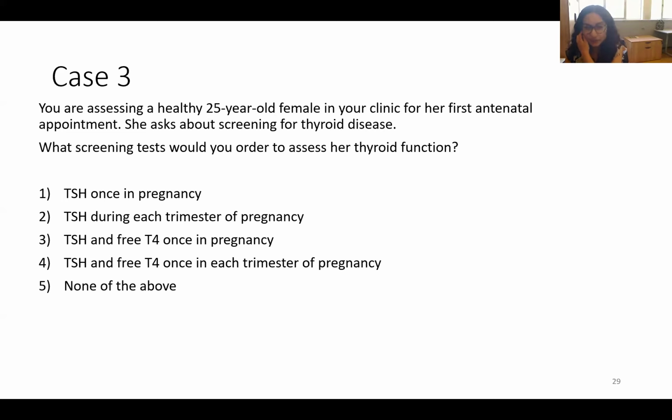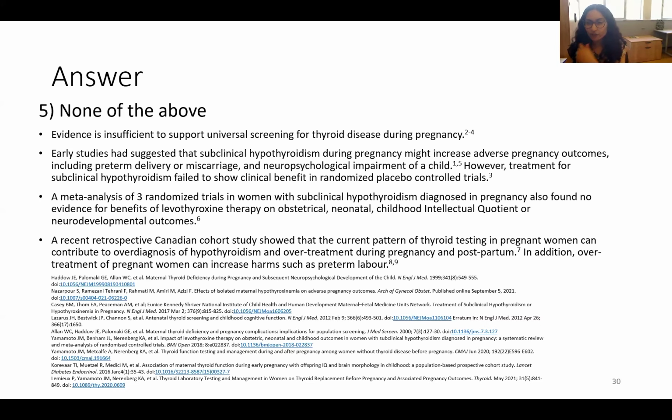So this is where we're starting to wade into an area where the evidence is quite murky, and you have to really sift through it to see what one would do. I think my answer here would be none of the above, because the evidence is insufficient to support universal screening for thyroid disease during pregnancy. There had been earlier studies. I should say, when people have overt hypothyroidism, the evidence is super clear that you want to be treating their thyroid disease completely to prevent any complications.